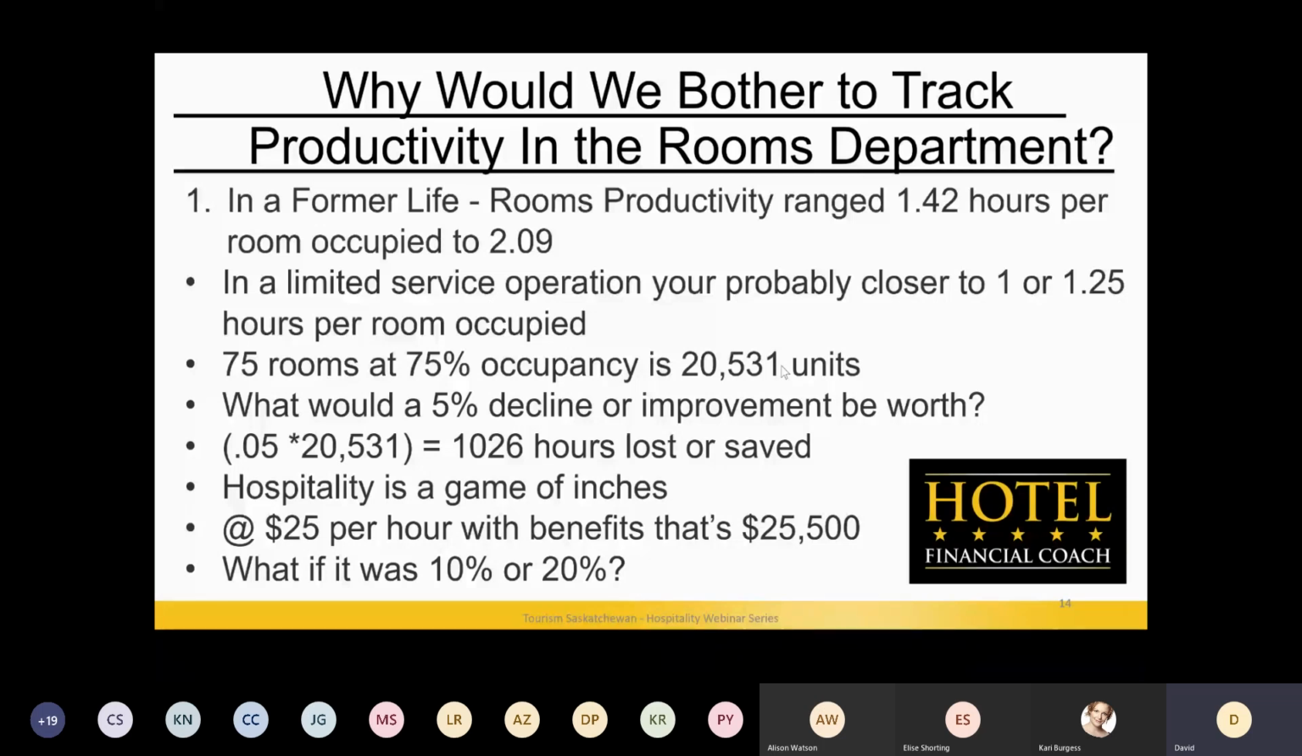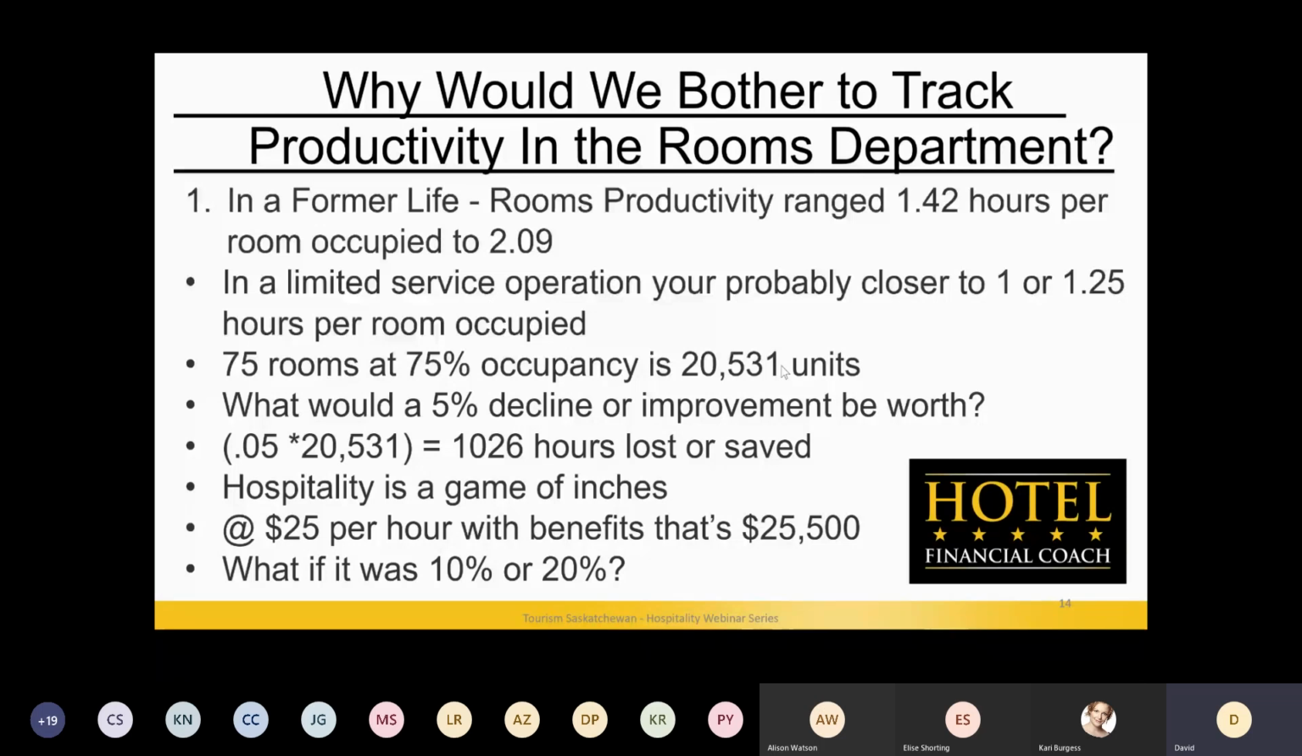So let's ask ourselves, what would a 5% decline or improvement be worth? Well, 5% of 20,000 hours is 1,026 hours. And that multiplied by $25 an hour, which is a reasonable wage rate with benefits, that's $25,500. That's just from the rooms department.